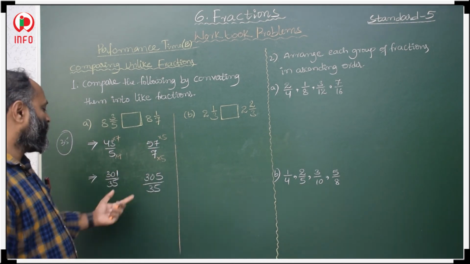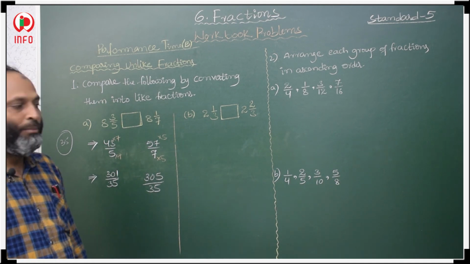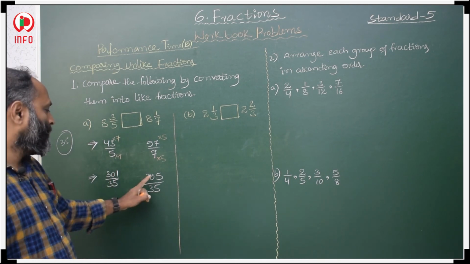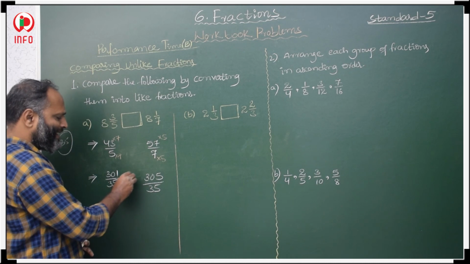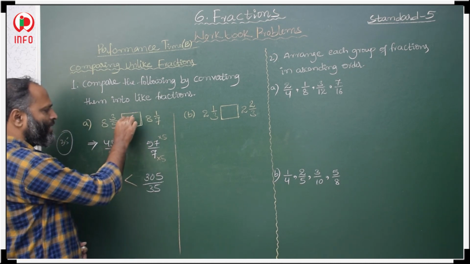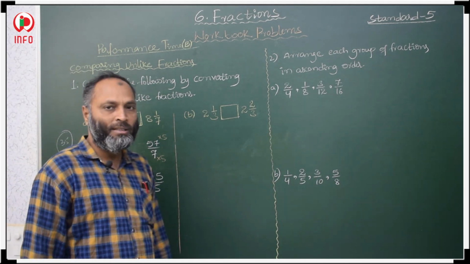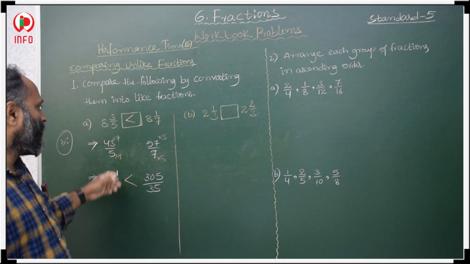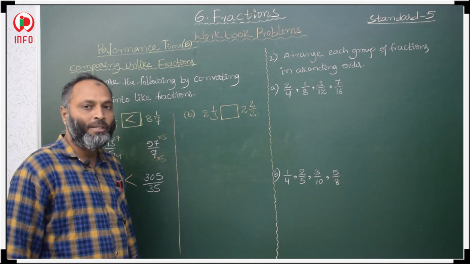So now these two are like fractions. When like fractions are there, how to compare? By comparing the numerators. In these two numerators, this one is bigger and this one is smaller. Means 8 3 by 5 is less than 8 1 by 7. In this way we have to decide which one is smaller and which one is bigger.